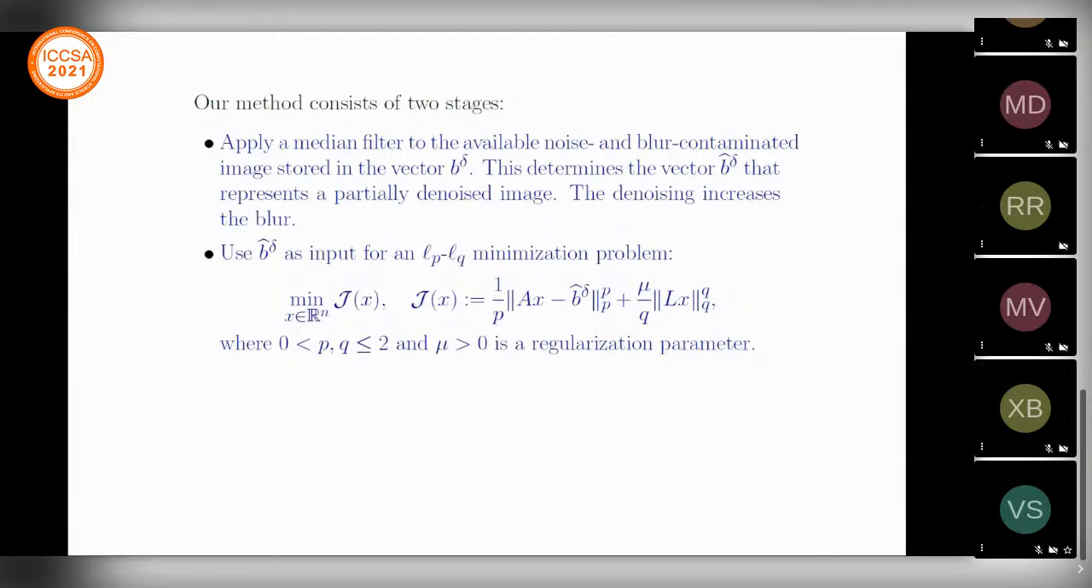So our approach is we will take this original vector B delta and denoise it by a median filter. This gives the vector B delta hat. Then we will apply this vector in an LP-LQ minimization method. So we want to minimize the functional J of X. Mu here is a regularization parameter which determines how these two terms are balanced, the relative influence of these terms, and that parameter we will determine automatically. The P and Q have to be set by a user, and we will discuss that. Next, please.